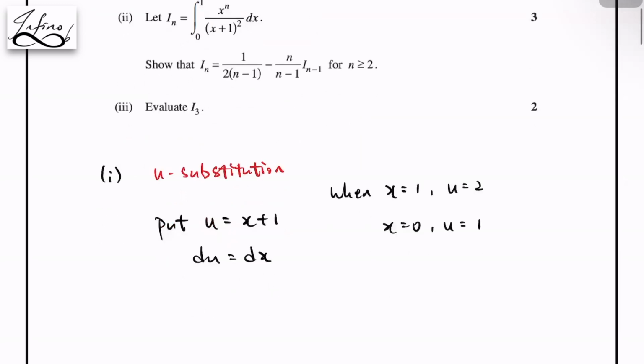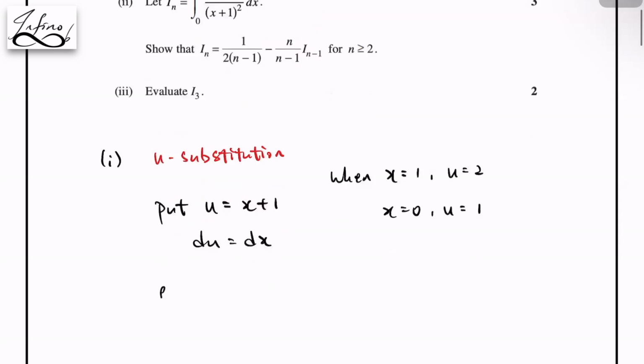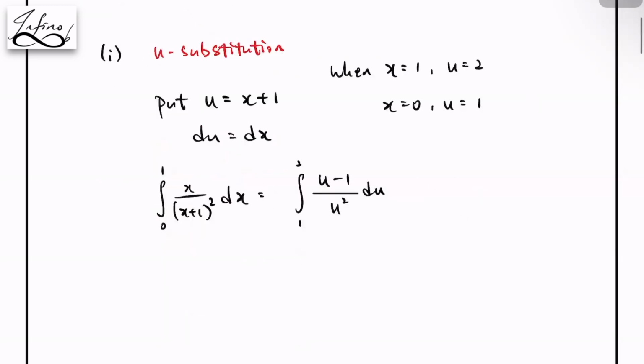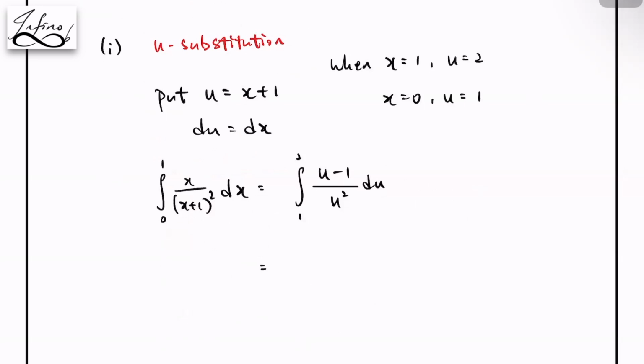And that's why, if we use the u substitution, we can change the integral from 0 to 1 of x over (x plus 1) squared dx to the integral from 1 to 2, and then x is u minus 1, and the denominator is just u squared, du. And this is simply the integral from 1 to 2, and then we split the denominator, which is 1 over u minus 1 over u squared du.